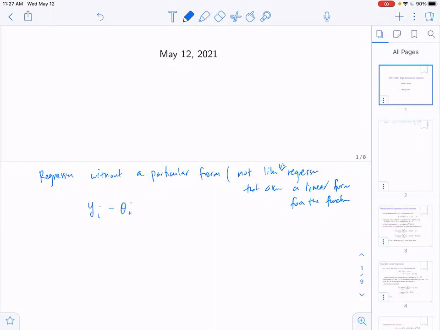So like, yeah, you would just have yi minus theta i instead of some kind of... right. So I minimize this, let's say, but well, if I minimize this, then the solution would be like theta hat would be just yi. So is that a good... right.